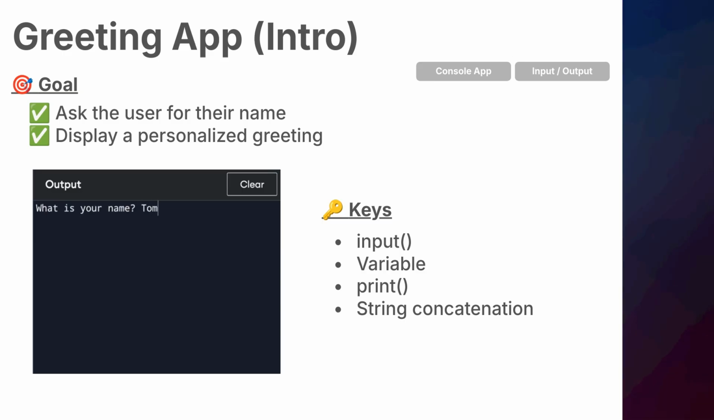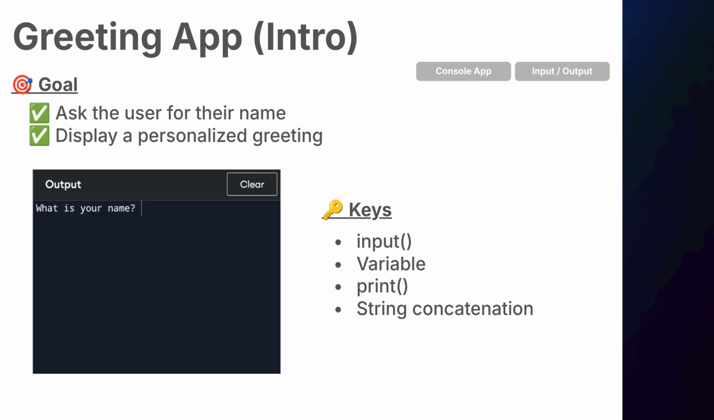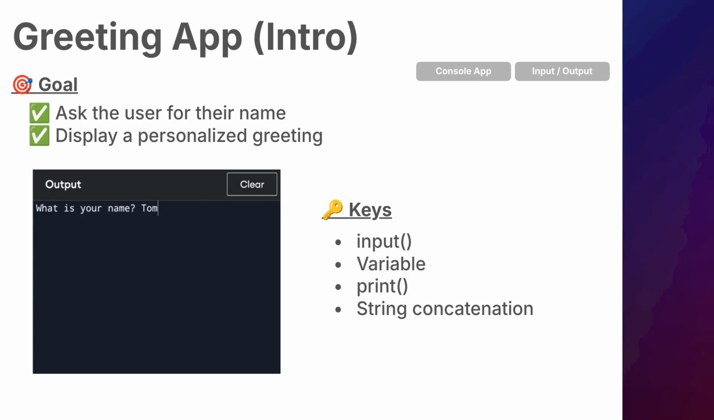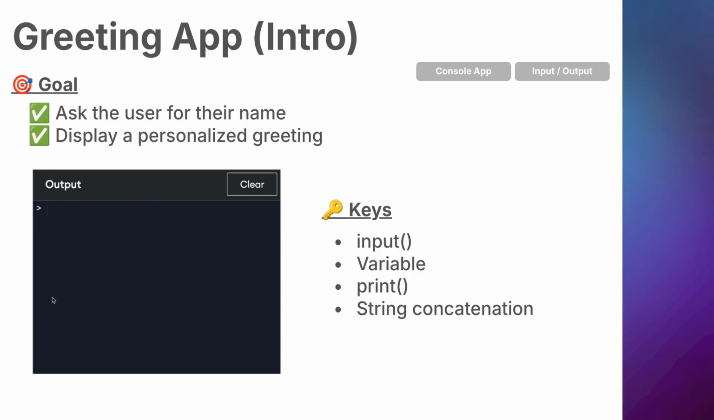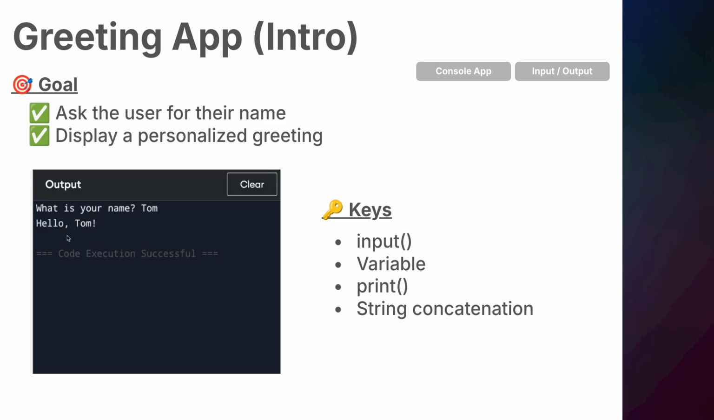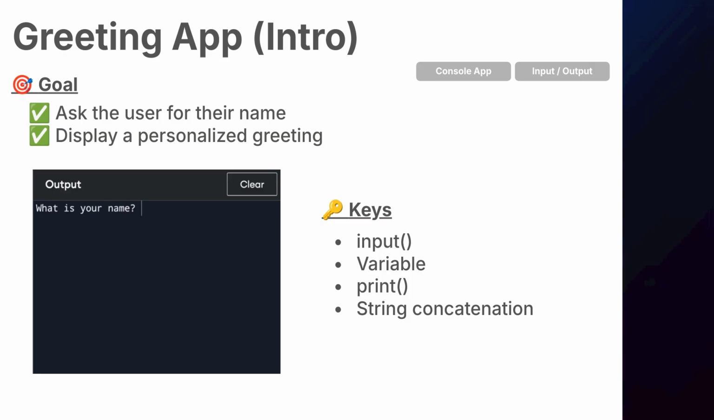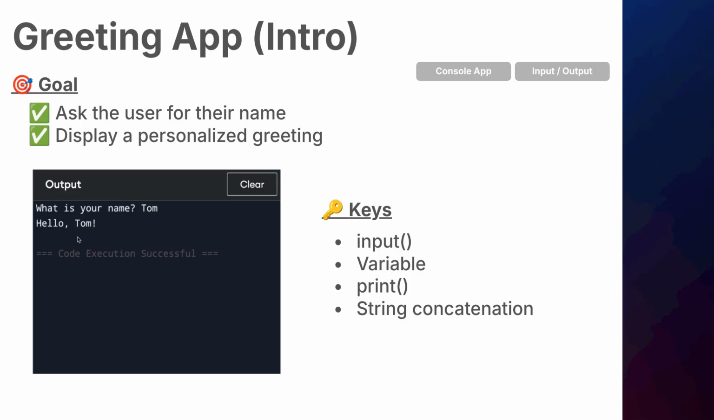Along the way, you'll practice key Python concepts such as using the input function to read information from the user, the print function to display output, and string concatenation to combine text. By the end of this lesson, you'll see how a few lines of Python can create a personalized experience. Try it yourself, experiment with different inputs, and notice how the program reacts. Next, we'll walk through a step-by-step example of building this app so you can follow along and code it yourself.